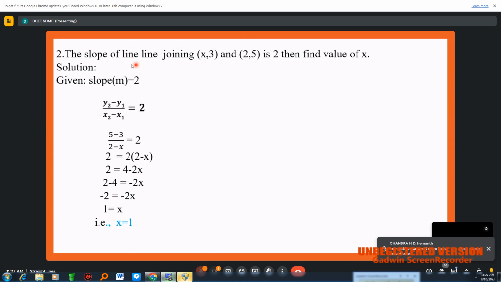So in this problem they gave the slope and we need to find the value of x. We know the formula to find the slope. Apply that and the slope value they gave. Then on substituting and cross multiplication, finally by solving we get x is equal to 1.